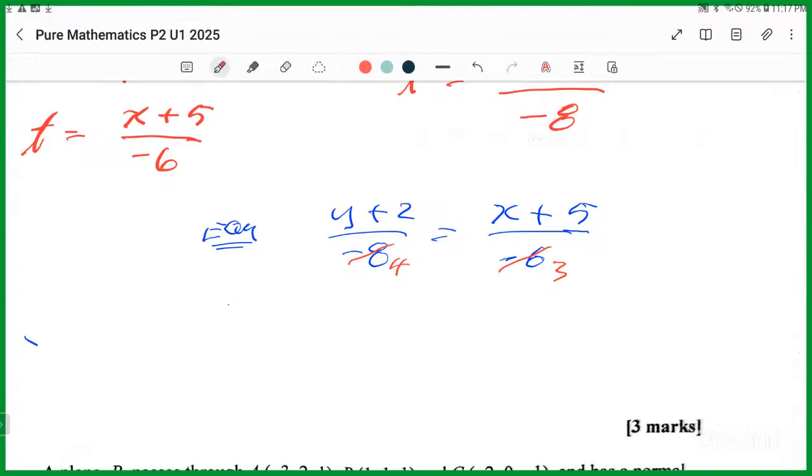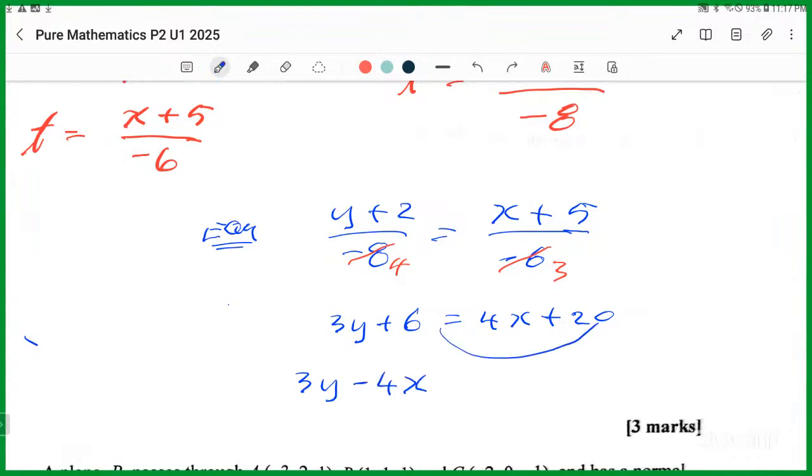And we're going to cross multiply next. So we're going to take this 3 and multiply it up here, and we'll get 3y plus 6 equal to this one multiplied up here. We will get 4x plus 20. So we can just transpose everything to one side. So let's put everything over here. So we get 3y minus 4x, and I subtract everything from the 6. We get negative 14 equals 0. That's it. That's simplified. But I think once you reach here, you're good.